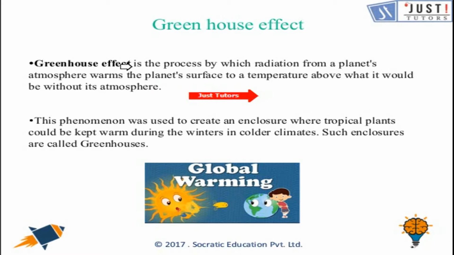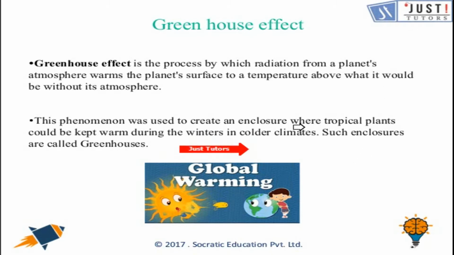Now if we talk about greenhouse effect, then we can say that it is the process by which radiation from a planet's atmosphere warms the planet's surface to a temperature above what it could be without its atmosphere. Well, the same phenomenon was used to create an enclosure where tropical plants could be kept warm during the winters in colder climates, and such enclosures are called greenhouses.